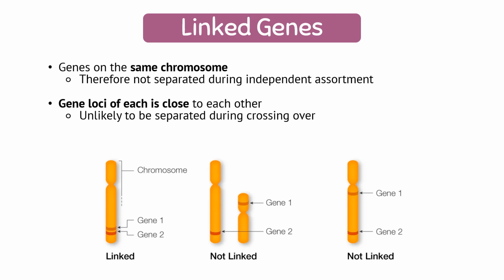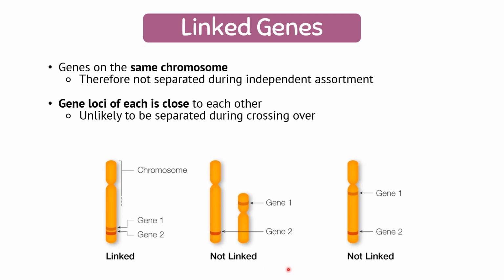What we've been looking at so far is genes that are unlinked, so genes that are on different chromosomes. Now, if we were going to look at linked genes, that makes a dihybrid cross even more complex, because these genes are on the same chromosome if we call them linked, and therefore they're not separated during independent assortment. The gene loci of each is close to each other. So, for example, we have these 2 genes here. It's really unlikely that crossing over is going to occur right in between these 2 genes and separate them. So we call them linked genes because they tend to be inherited together.